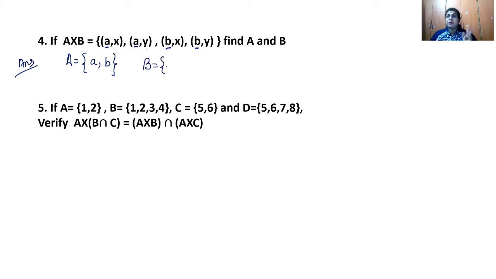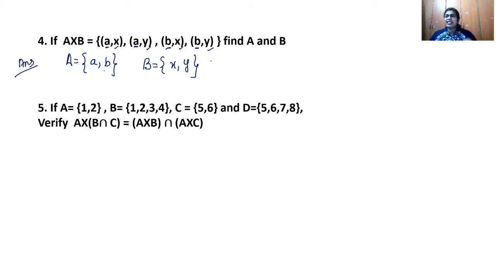B in A cross B, B is the second set. So just check out the second elements of all the ordered pairs. Which are those? X, Y, X, Y. So you got that, it is X and Y. Now check. Here there are 2 elements, B also has 2 elements, so A cross B has 4. So it is perfect.